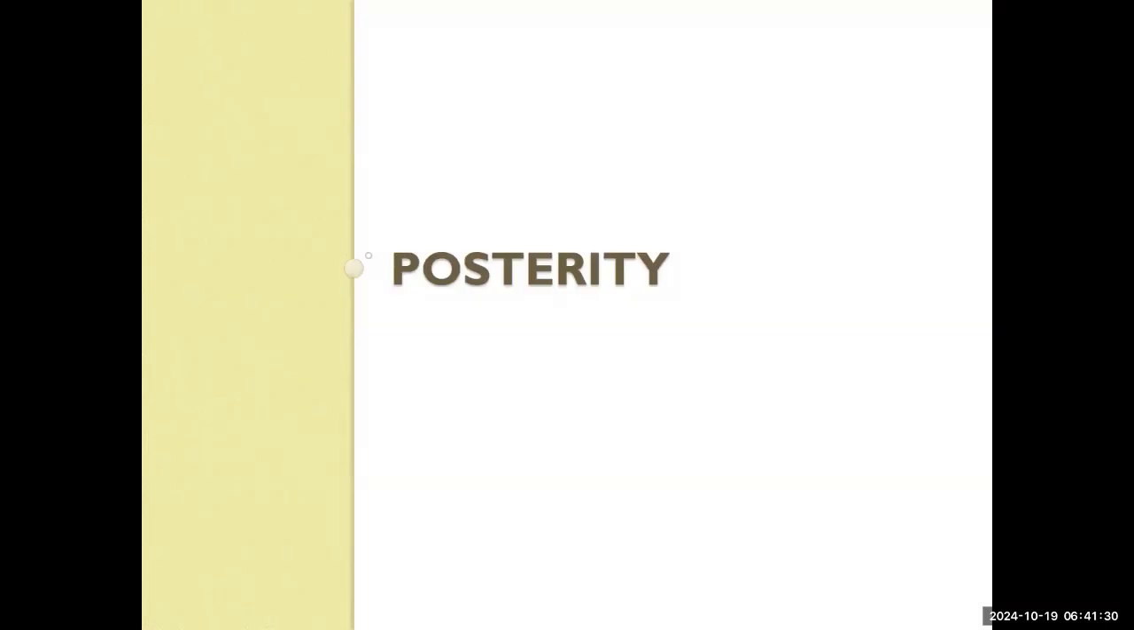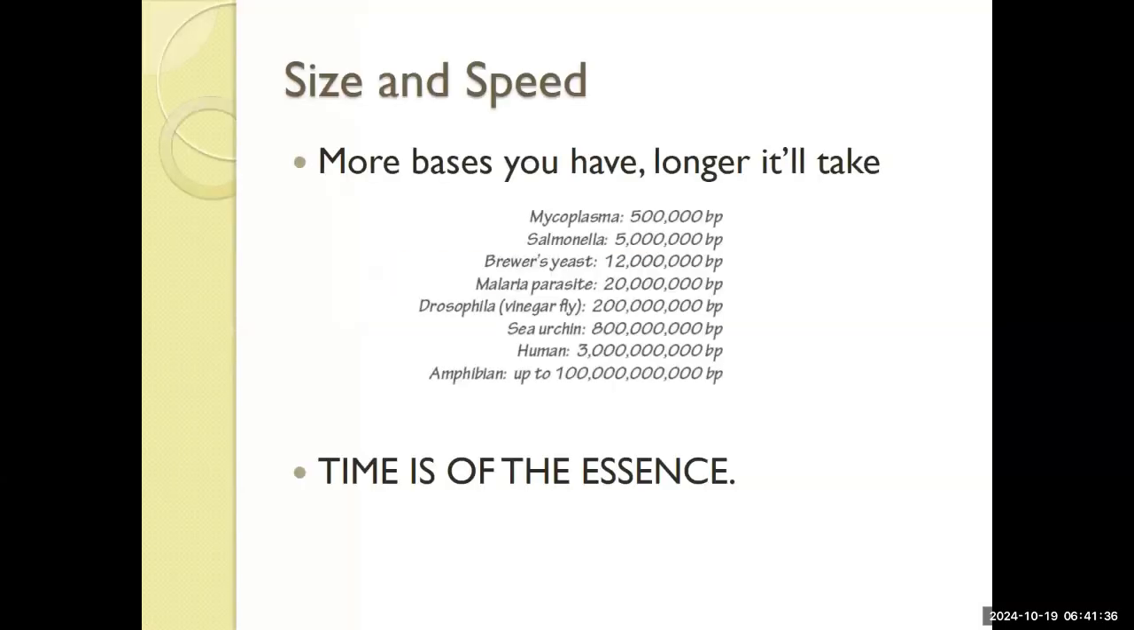How do we make sure that the DNA is being copied with high fidelity, error-free? We can't. Given the size and speed, the more bases you have, the longer it'll take. But time is of the essence because cell replication creates a very vulnerable state for these cells to be in. And for the DNA to be copied and exposed, the longer that takes, the more likely damage might occur. So there's a trade-off here.